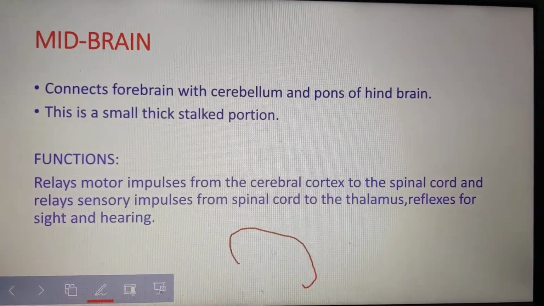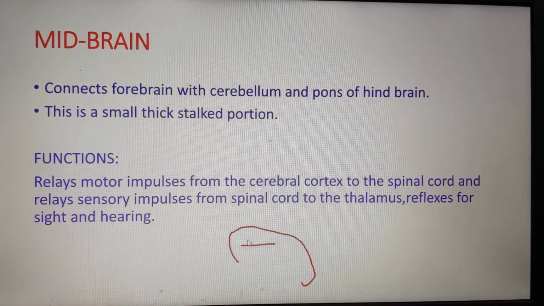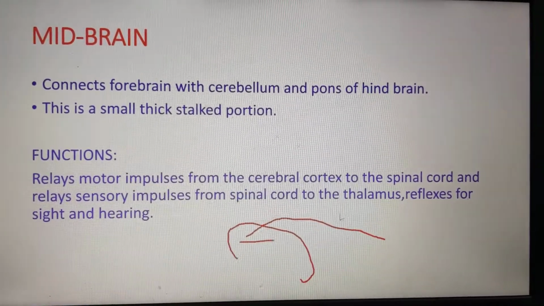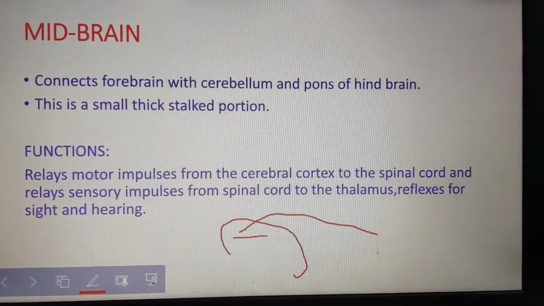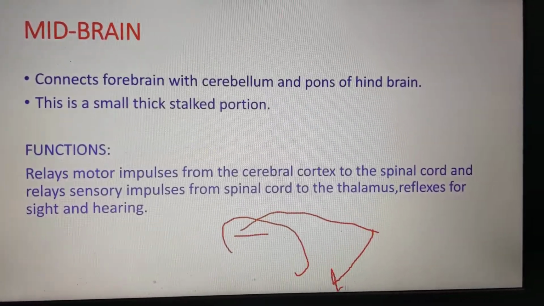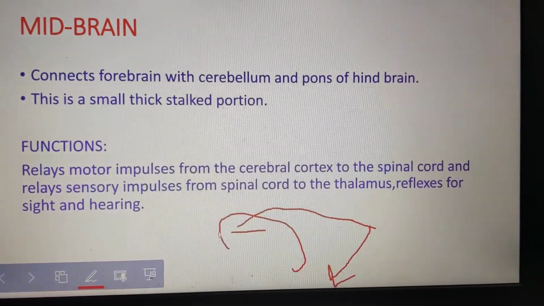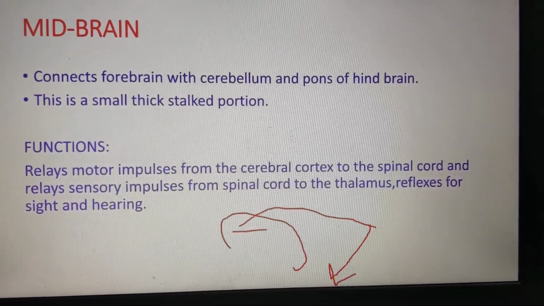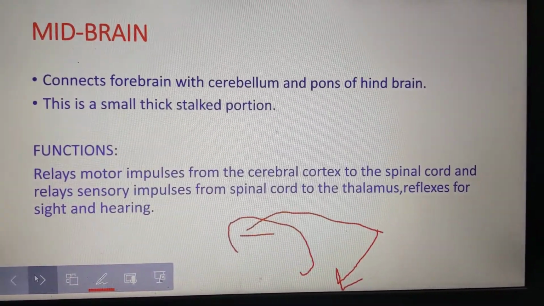So the cerebral cortex is this, right? From the cerebral cortex to the spinal cord, it relays the motor impulses, and the sensory impulses from the spinal cord to the thalamus, and reflexes for sight and hearing also it does. So both things: motor impulses from the cerebral cortex to the spinal cord, and sensory impulses from the spinal cord to the thalamus, and reflexes for sight and hearing.